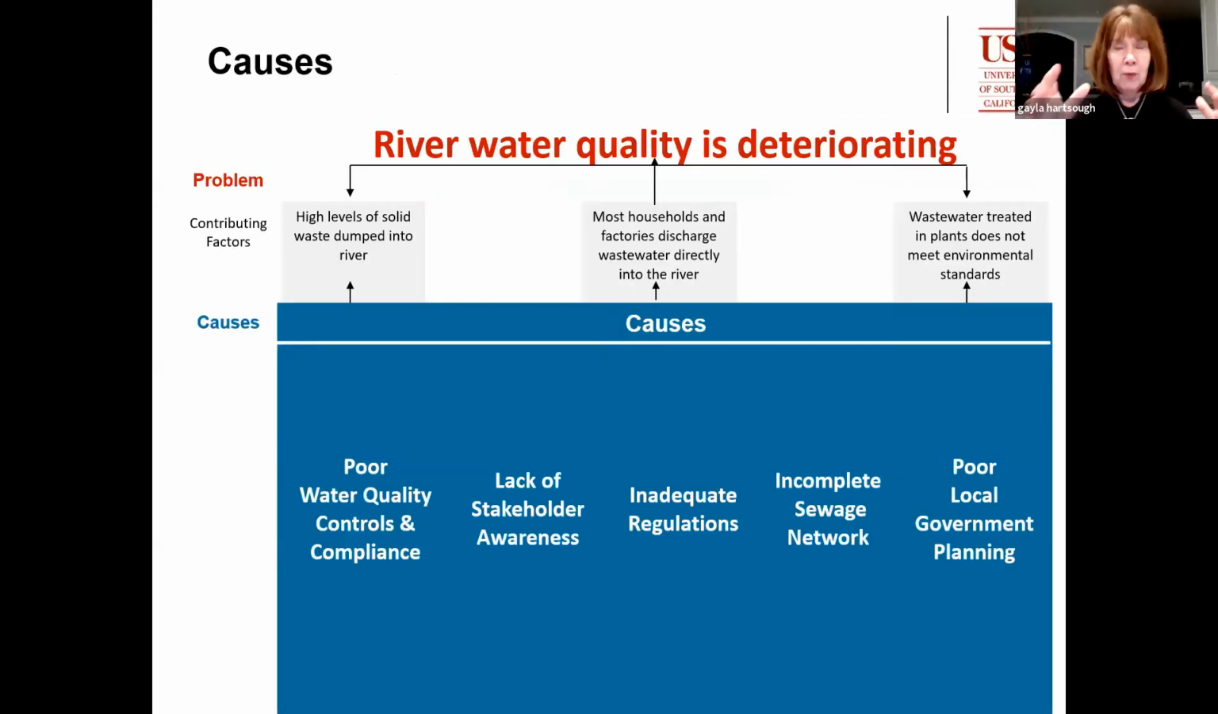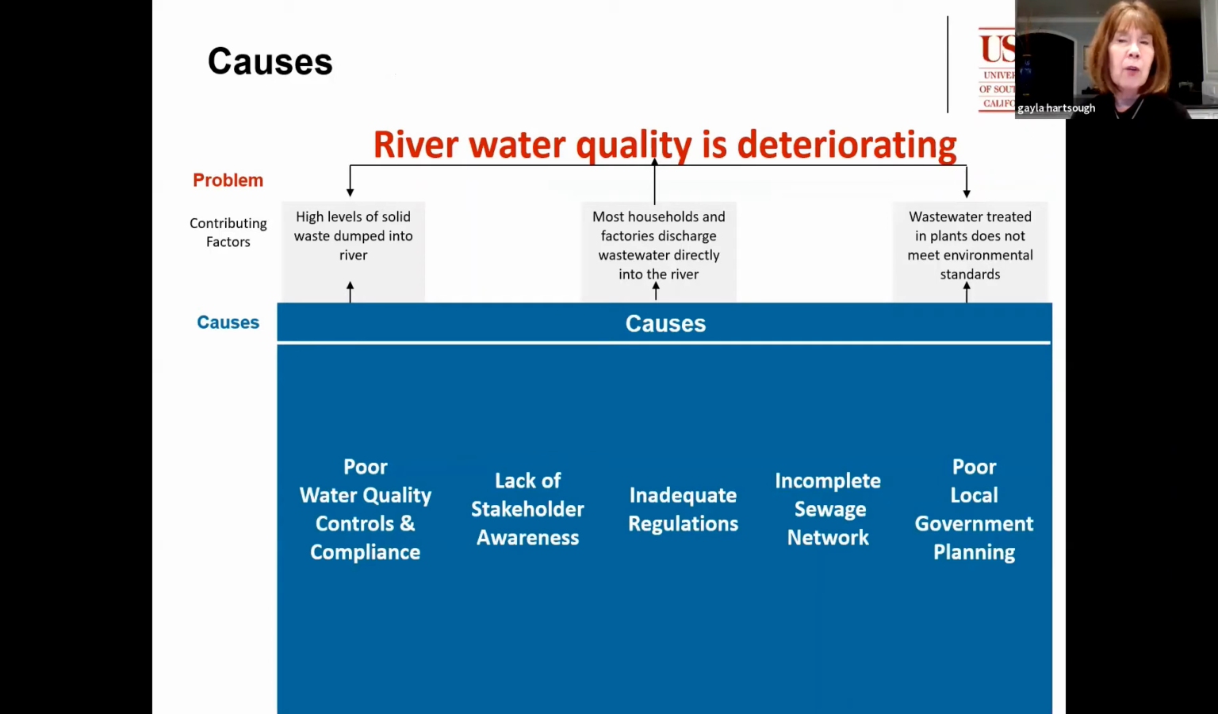And then when we looked at those and the causes, we grouped the causes into these five major categories. Poor water quality controls and compliance. The EPA was not doing its job. Stakeholders were not aware of the danger of dumping waste. There were very little public education programs. There were inadequate regulations. The politicians were not focused on this topic.